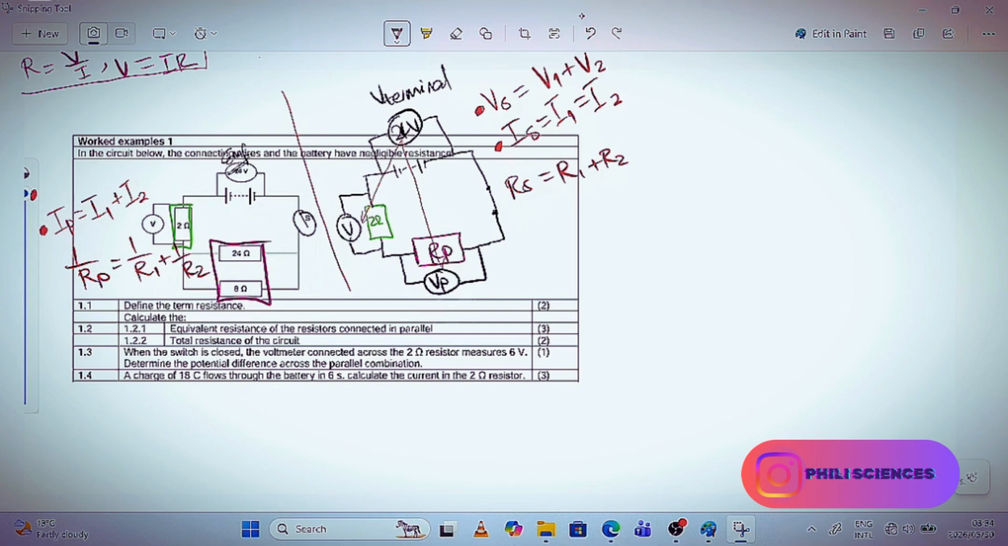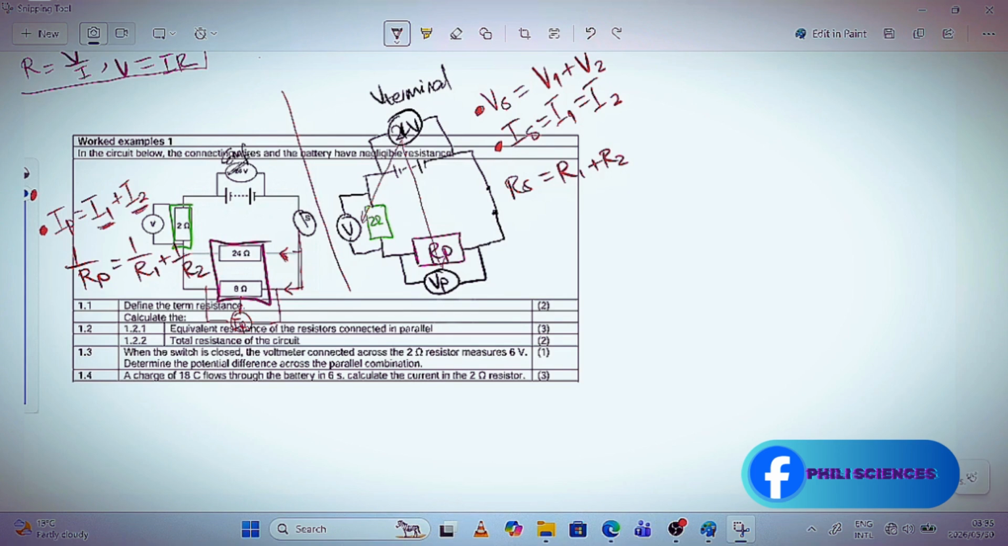If here we have the total current, in parallel the current will separate, will split, meaning this current will move from here, and the other one will go inside here. So the total current will be equal to the current of the 24 ohm resistor plus the current of the 8 ohm resistor.